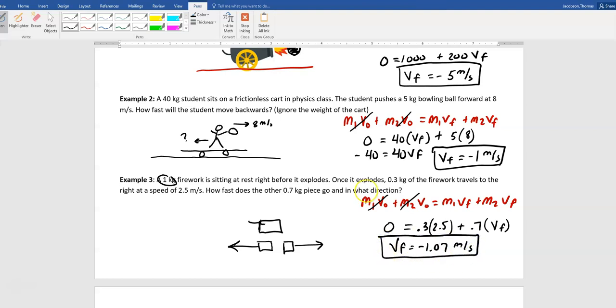And the question always also says, what direction does that piece move? Well, the 0.3 kilogram piece went to the right, which means that this piece is going the opposite way because it's negative, to the left.